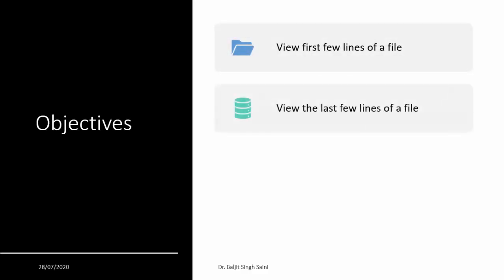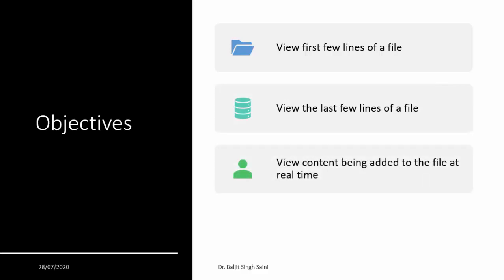After going through this video, you will be able to view the first few lines of a file and the last few lines of a file. You will also learn how you can see content being updated in a file in real time. That is, if you are an admin, you can view in real time when someone is updating a file or a log file is getting updated. And last, we will also learn how to view lines starting from a specific line in a file, like how you can view all the contents of a file starting from, let us suppose, the 10th line.